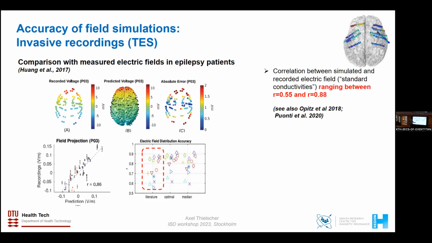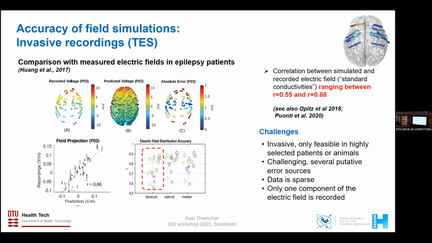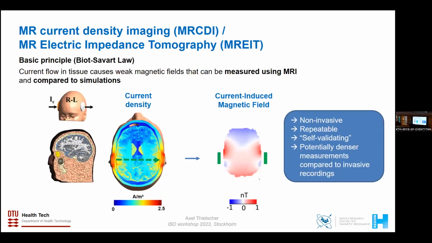The problem here is that once you have that, you're a bit stuck. Yes, you have now seen that, but these are patients. You cannot go in and say, let's do a little bit of variations, let's do experiments and figure out what's going on there. It's a one-time recording, then you're done. So we thought maybe we can come up with a method where we can do a similar thing, but in a non-invasive way. And this would be MRI and so-called MR current density imaging.